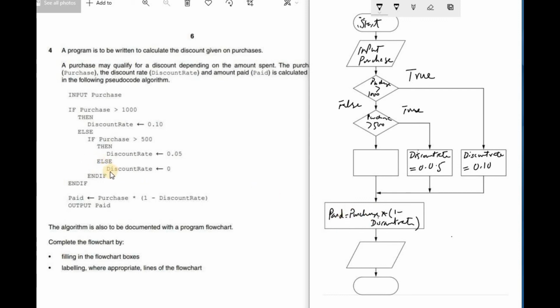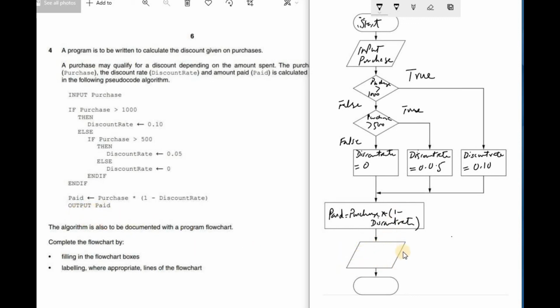Otherwise, else, discount rate is equal to 0. Discount rate is equal to 0. Otherwise means if this condition is false, right? So this is how it is working. After this, the last command is output paid.